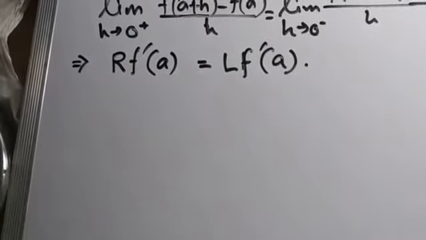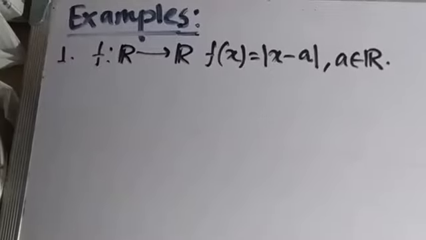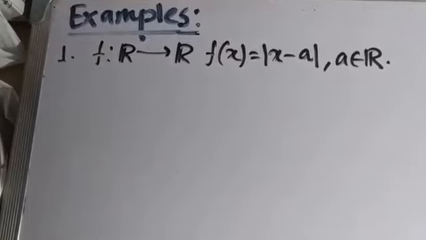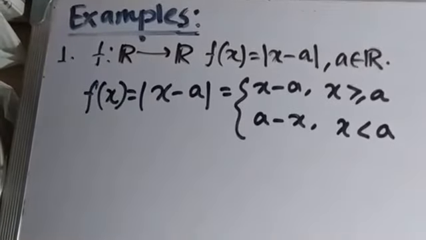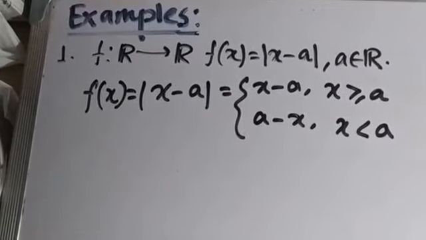So let us see an example. This is our first example. Let us see whether this function is differentiable or not. What is the definition of mod of x minus a? It is given by this. See here, on the left hand side of a, the function is a minus x, and on the right hand side of a, the function is x minus a. So we have two different expressions on two sides of a, and we have to use the right hand derivative, left hand derivative definition. If they are equal, then we can say it is differentiable, otherwise it will not be differentiable.